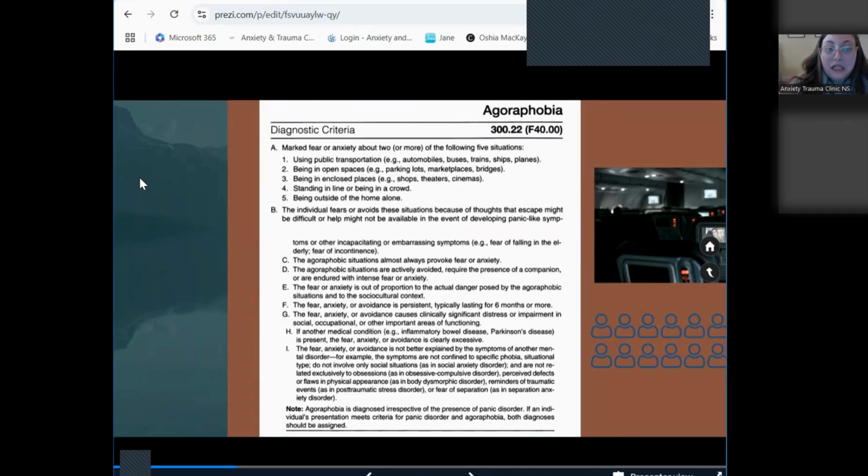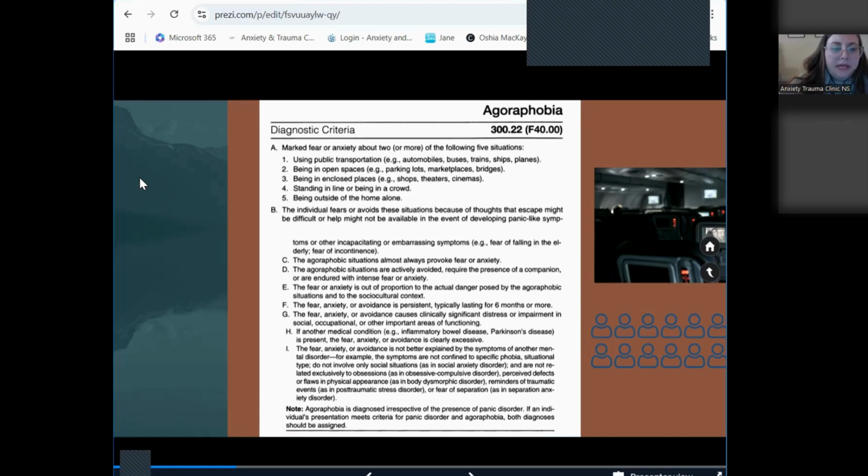Number 3, being in enclosed spaces. So it's interesting, right? Because it can be in open or closed places, but it really depends on the person. For example, shops, theaters, cinemas, places that tend to be crowded. 4, standing in line or being in a crowd. And 5, being outside of the home alone. This could literally be standing out on the sidewalk in front of your house by yourself. So again, we only need 2 of those. It can be more, but we only need 2 to fit within that criteria.